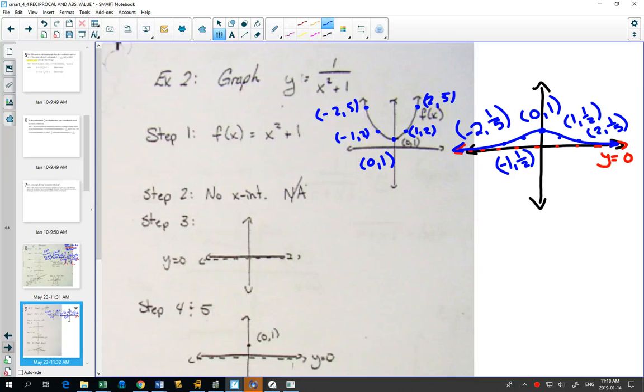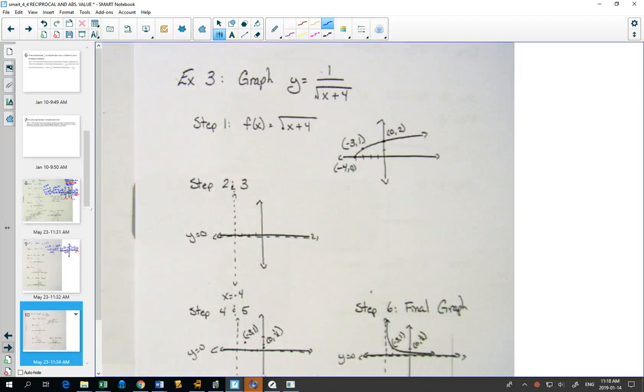Does it make it any harder? Not really. You could have a log graph on the bottom. You could have a sine graph on the bottom. We're going to do all of those, but we start off with these review ones that we did from before. So let's look at a new one. Let's put a square root on the bottom.